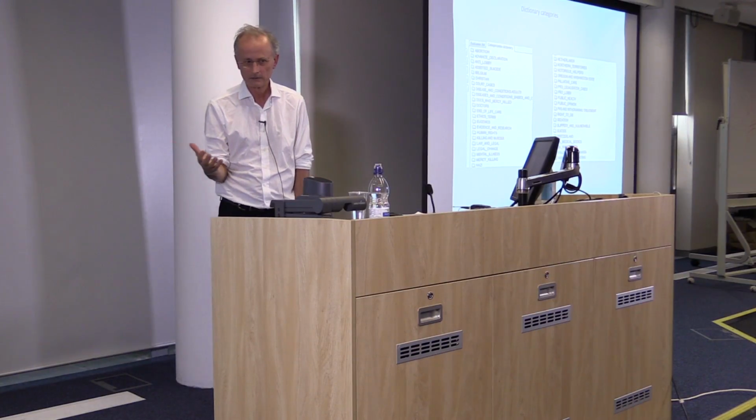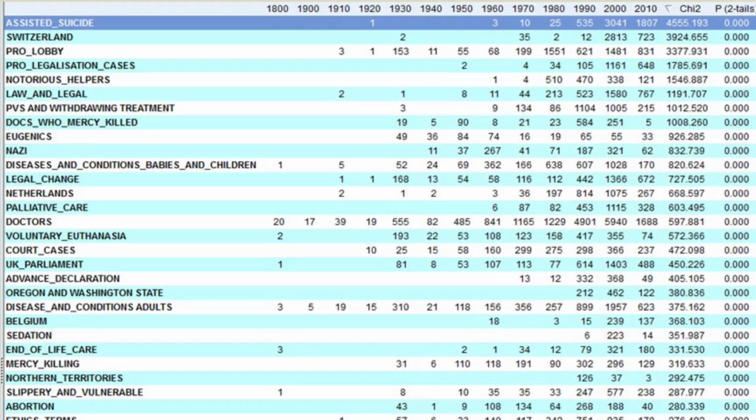I've shown you the contents of Nazi, of PVS and withdrawing treatment, and of eugenics. Okay? But there were other dictionary categories as well, which sprang out of the IDF thing, the most frequent distinguishing words. And these are basically like qualitative thematic coding categories. It's then possible to use the software, and again, hundreds of numbers, but let's not worry too much about that.